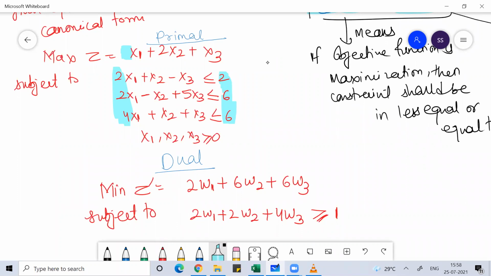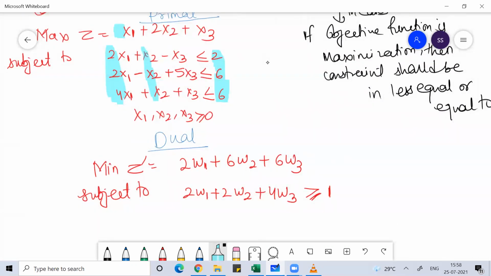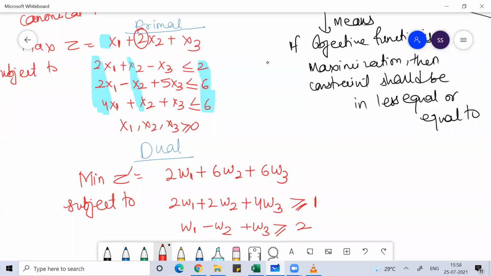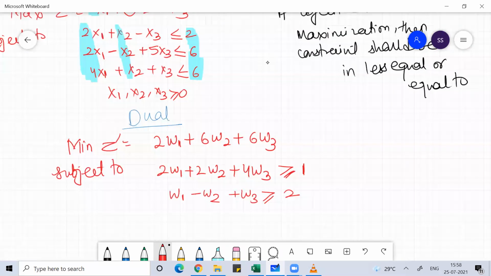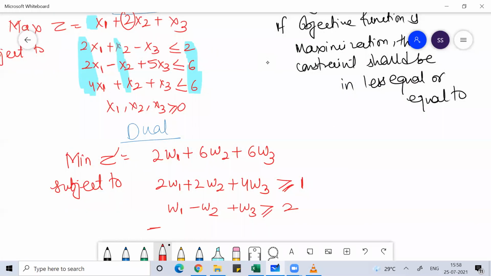see the coefficient of the constraint of the dual. So see them. This coefficient is one only for the first, so W1. Then the second one is minus W2 plus W3 greater than or equal to 2. You can see this. The coefficient of the objective function of the primal will become the RHS of the dual.